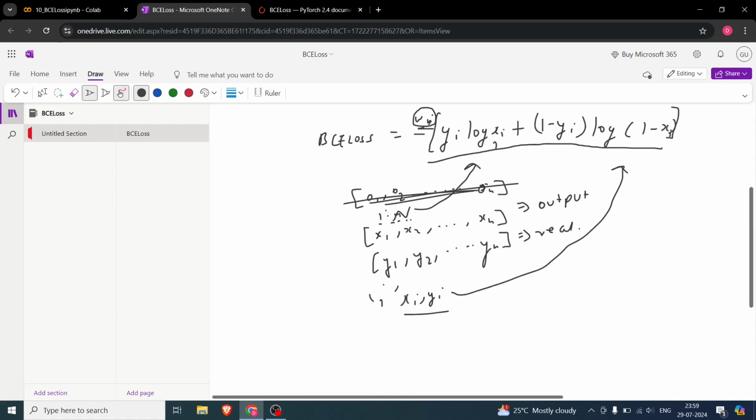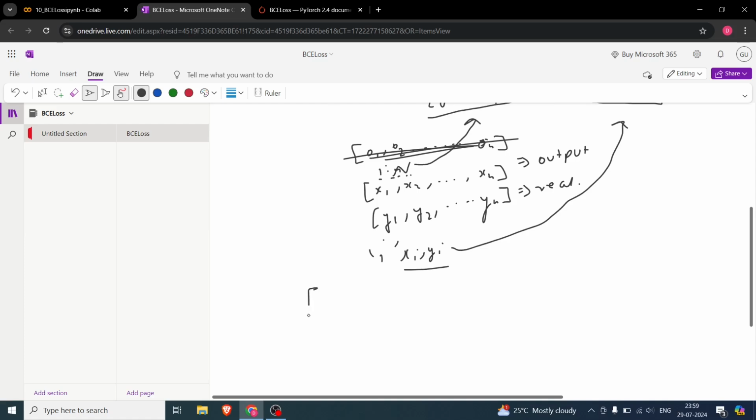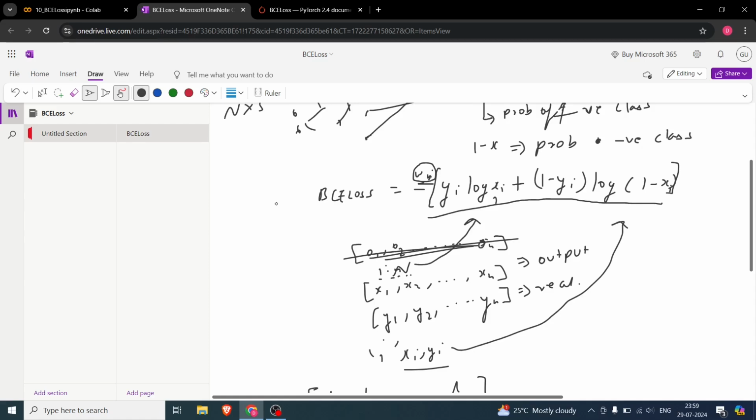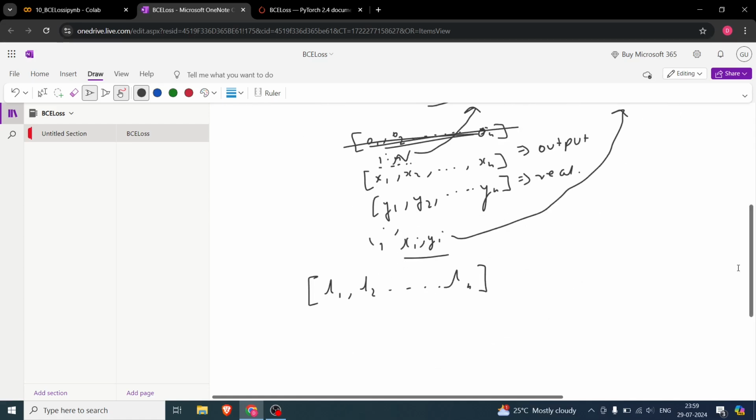So what you will have is a loss L1, L2, up to Ln, right? Because L is your BCE loss, let's call it L of i. L of i is BCE loss of i, which is this formula. Since this is for all i's, we'll have L1, L2 up to Ln. So when reduction equal to none, what we are going to do is give this vector itself. We are going to give the vector of L1, L2 up to Ln.